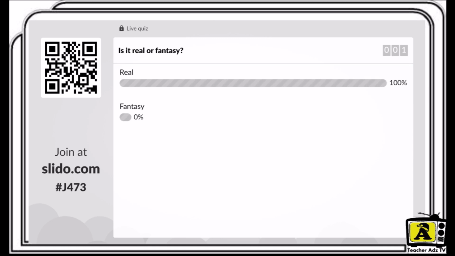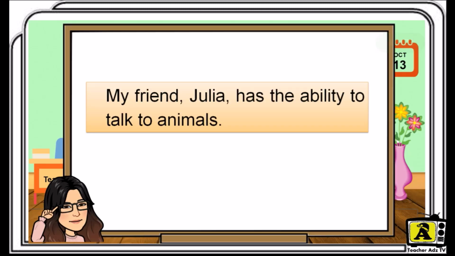Okay, somebody answered real. What is the real answer? Let's see. The answer is fantasy. Of course, superheroes do not unite against COVID-19. Yes, we have superheroes like our nurses and doctors and the other frontliners, but it is not a reality. It is a fantasy. Okay, let's have the next one.